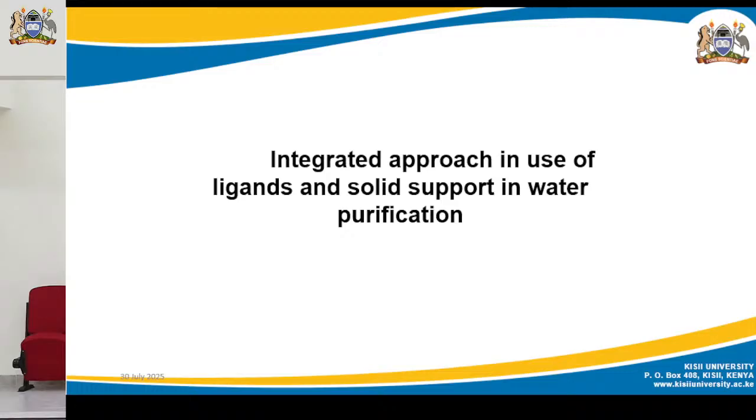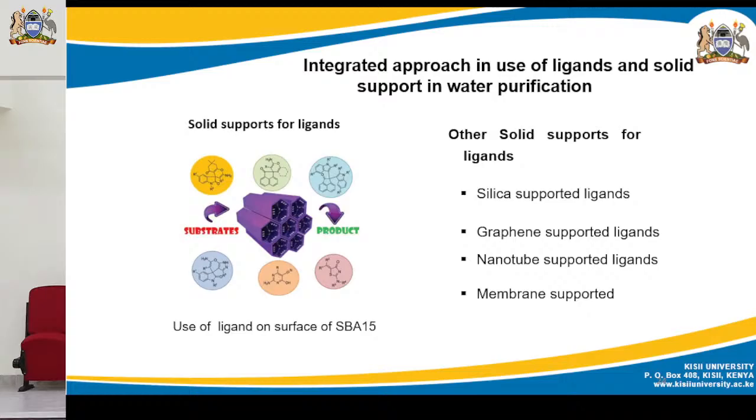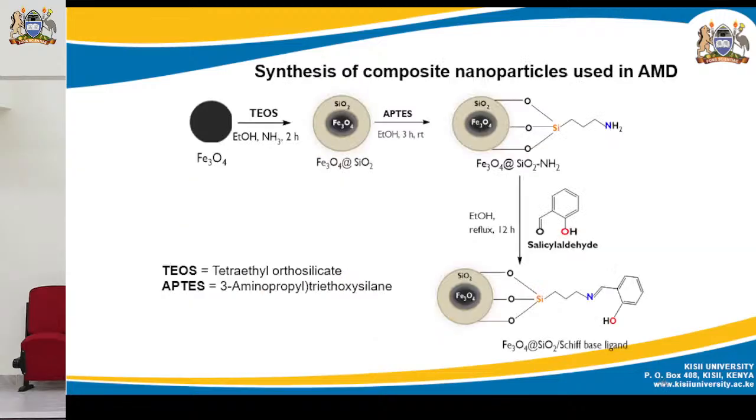So the same molecules, we can actually put them inside nanomaterials. Just move forward. You can have different supports. One of them is silica supported ligands. The next one is graphene supported ligands. You can have nanotube supported ligands, membrane supported ligands. I've had experience with all of them. I'm just going to talk about one of them. Move forward. So the support is very easy.